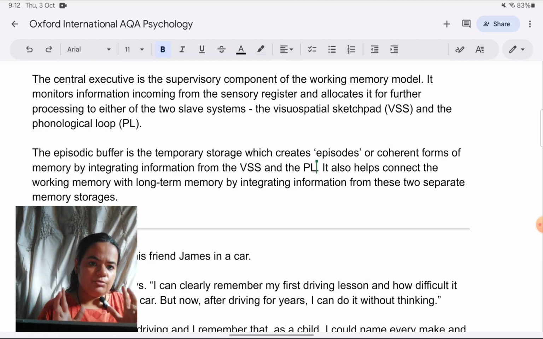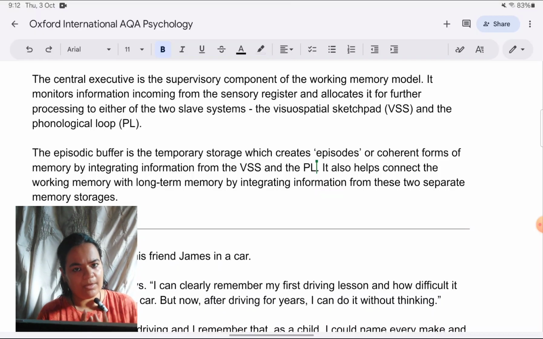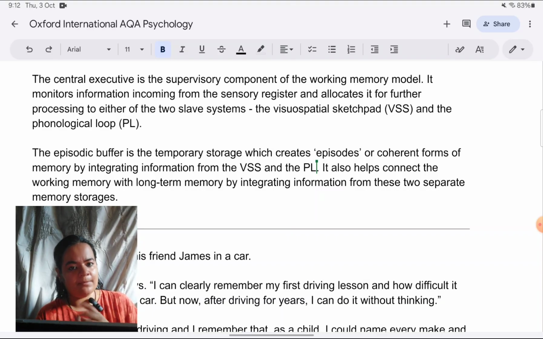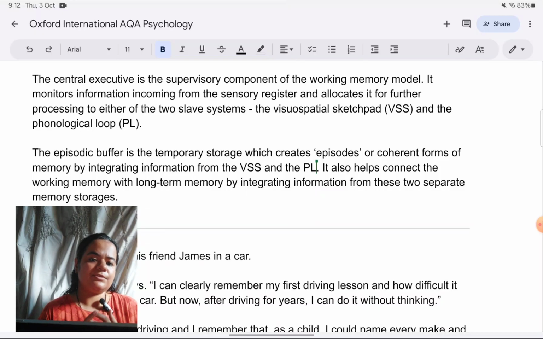So what I want you to note in what I've written in the answer is that I have strictly focused on AO1. I have given whatever I've learned from the textbook about these two components, and I have used good terms. For example, I have named the sub-slave systems VSS and PL. I have also said that episodes are coherent memories.